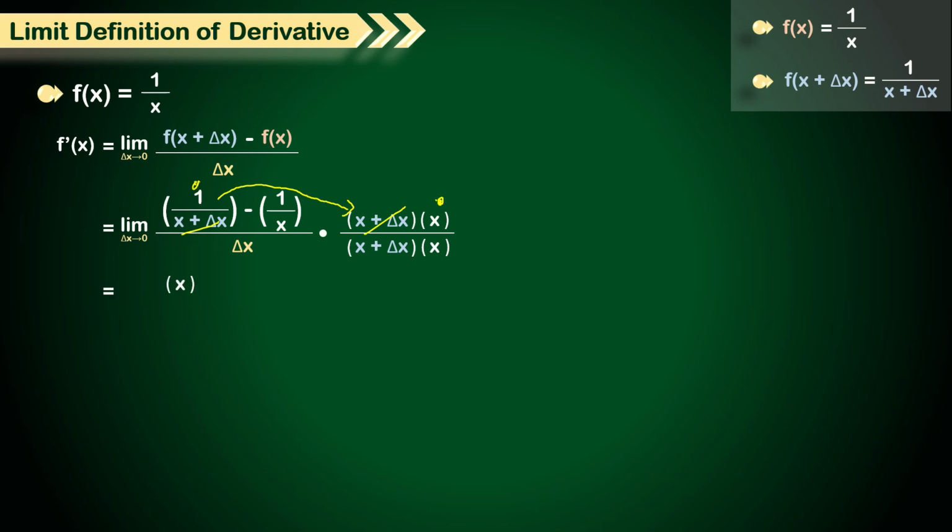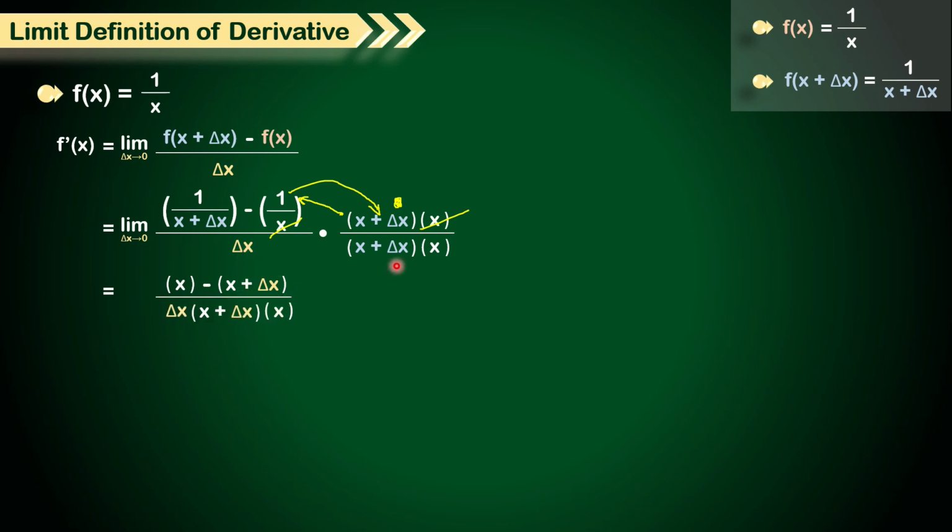Next, multiply the second term of the numerator to the LCD. The factor of x is eliminated. The remaining factor is x plus delta x. The product of the remaining factor, x plus delta x, multiplied to the numerator of the second term, which is 1, is x plus delta x. Get the product of the denominator and the LCD.